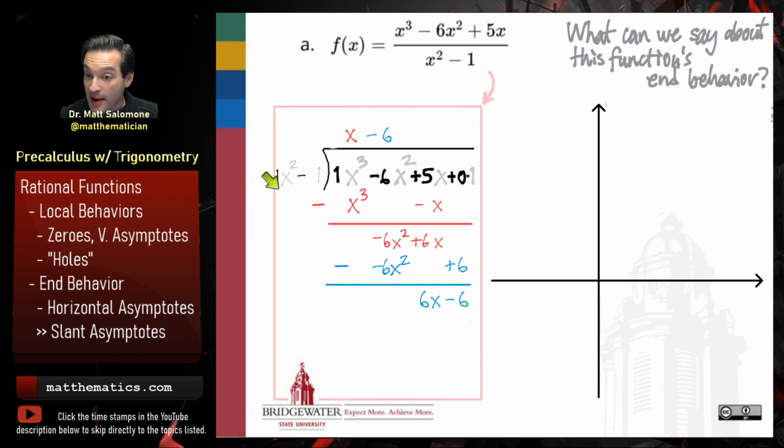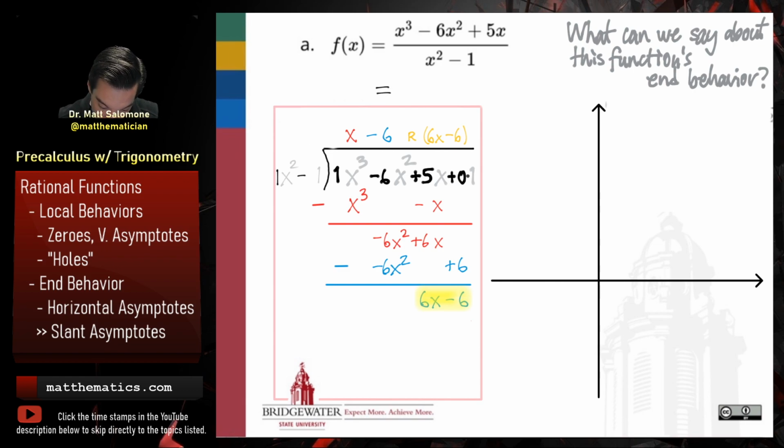And now, since my x squared cannot divide into my 6x anymore, this thing that I have down here at the bottom becomes my remainder for this division problem. So it's x minus 6 with a remainder of 6x minus 6. Okay, so that's kind of a hokey little algorithm, right? What does it actually do for us? What it does is it allows us to rewrite this expression which defines my function. I can rewrite it as a quotient plus a remainder.